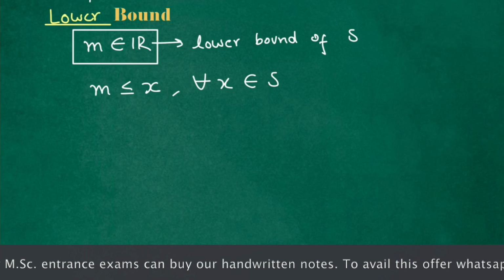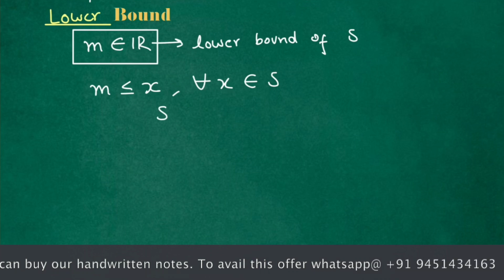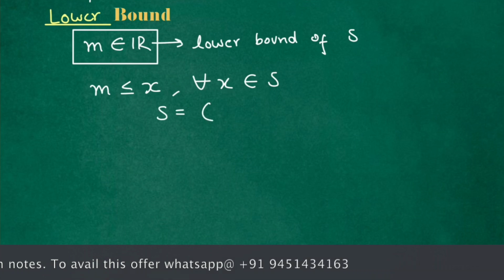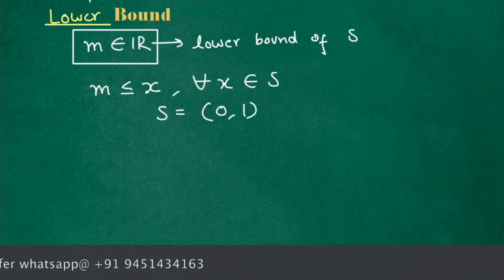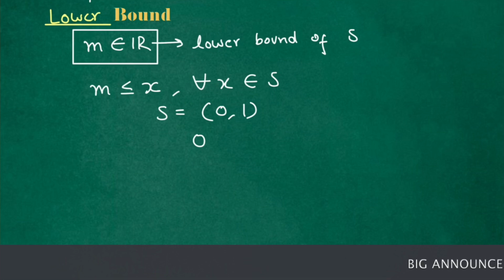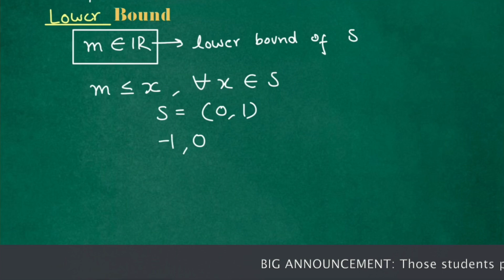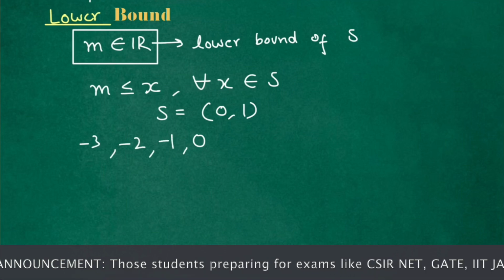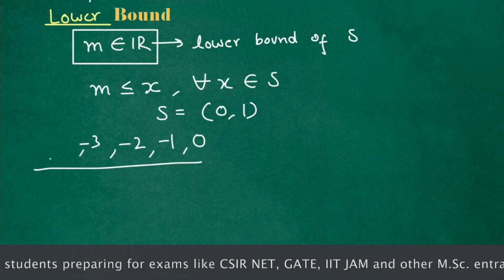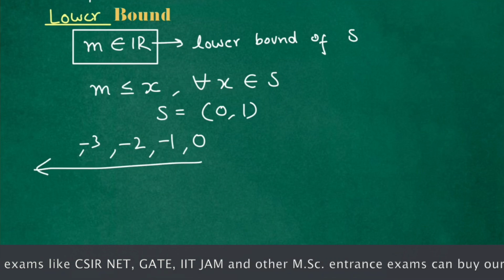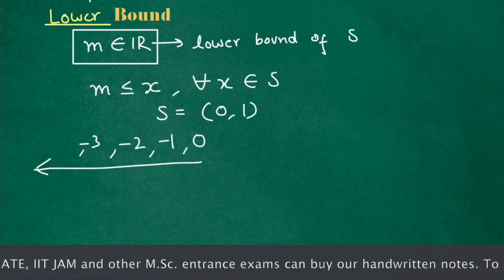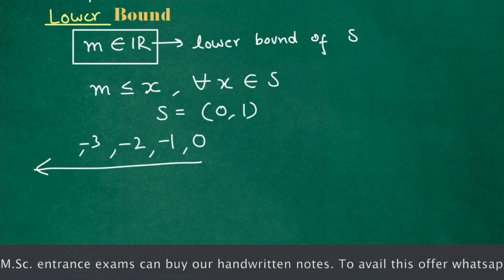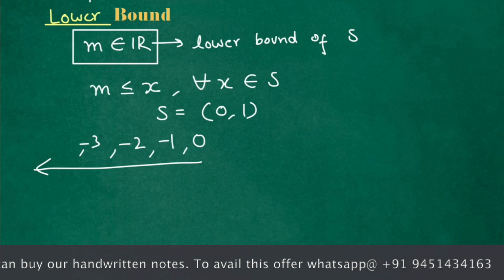Again, taking an example, taking set S as interval 0 1. We can see 0 is a lower bound because all the members of set S are greater than 0. Minus 1 is also a lower bound, minus 2 is also a lower bound, minus 3 is also a lower bound, and all the numbers in the left hand side direction of the real number line are lower bounds. Now let's see what is infimum.